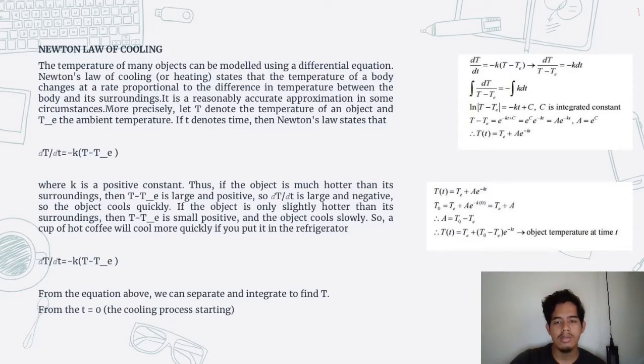If the object is much hotter than its surroundings, we can assume that T minus T_E is large and positive, so dT over dt is large and negative, so the object cools quickly. If the object is only slightly hotter than its surroundings, we assume that T minus T_E is small and positive, and the object cools slowly. So a cup of coffee will cool more quickly if you put it in the refrigerator.